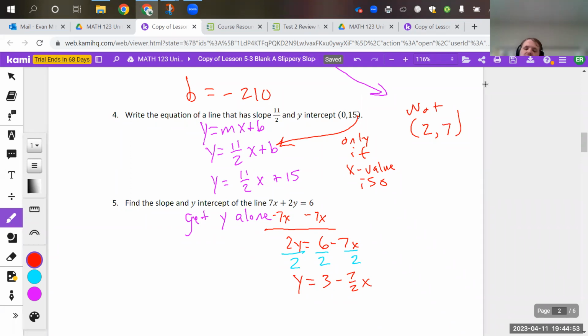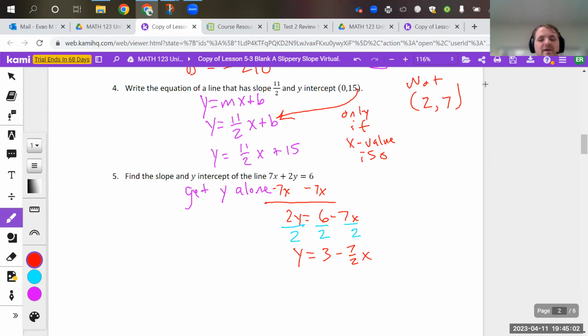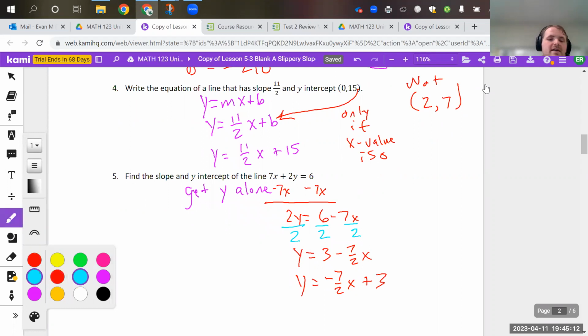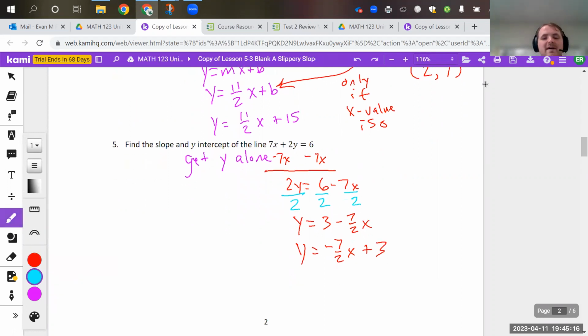And some people get a little tripped up here because it's not in the mx plus b form. The b is first. And so you have options, you can either convert it. You can put the negative 7 over 2 out front and the positive 3 at the back to make your life easier. Or you can just still think the thing next to the x is the slope, or the m. So your m would be negative 7 over 2 and your b value is 3.